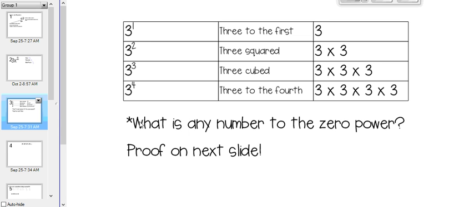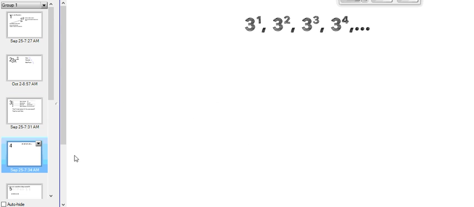I wanted you to think about this question, right? Because we talked about 1, we talked about 2, 3, 4. Obviously, I think you guys could handle like 3 to the 5th, and 3 to the 6th, and 3 to the 7th. But what about to the 0 power? So what is anything to the 0 power? We've got to think about that. We're going to show you kind of a proof of what something to the 0th power is on the next slide. So here we go.